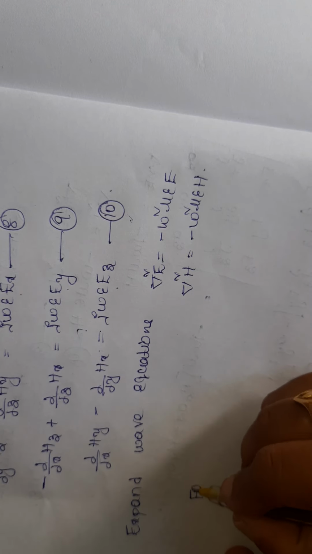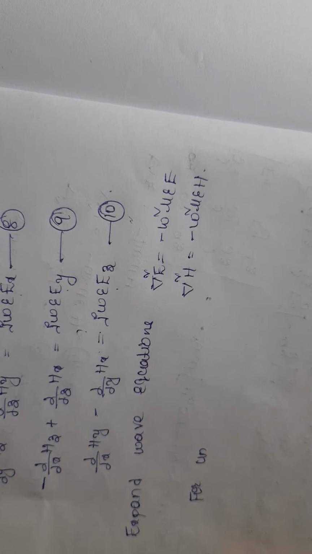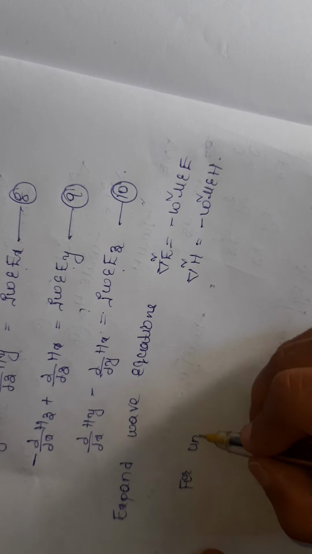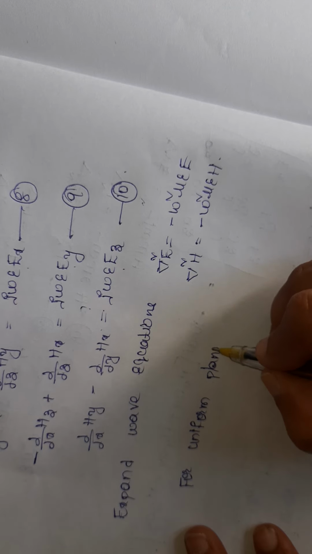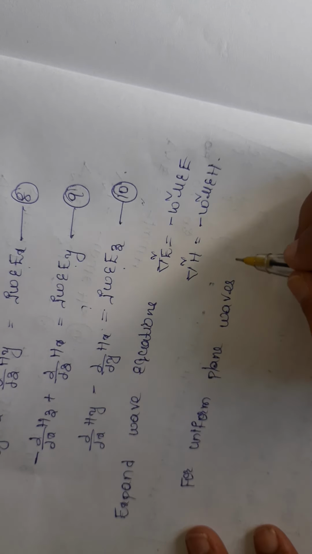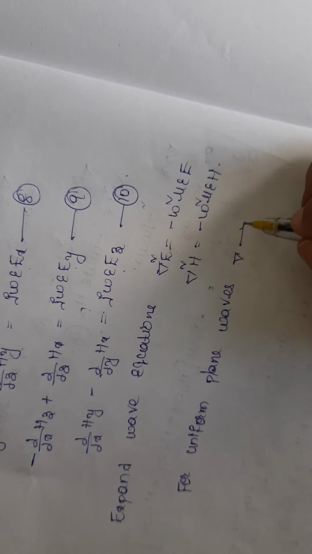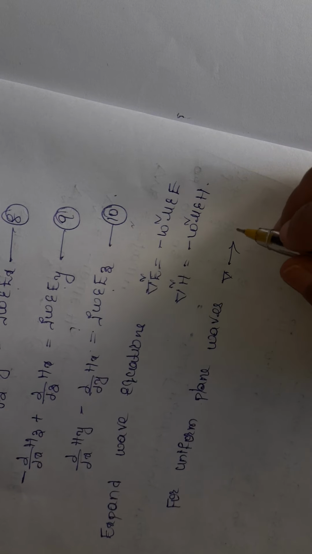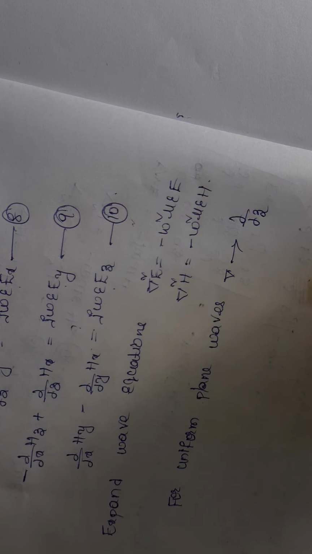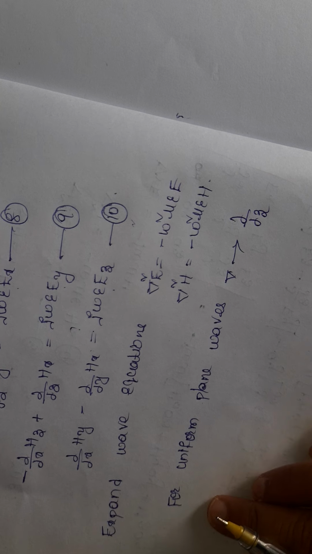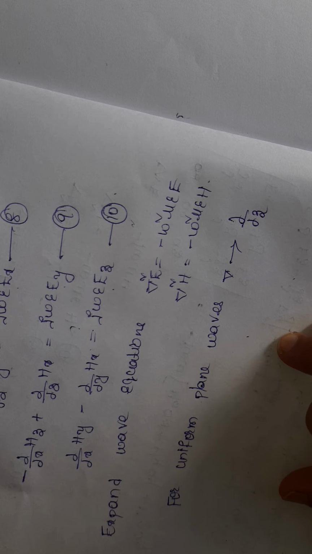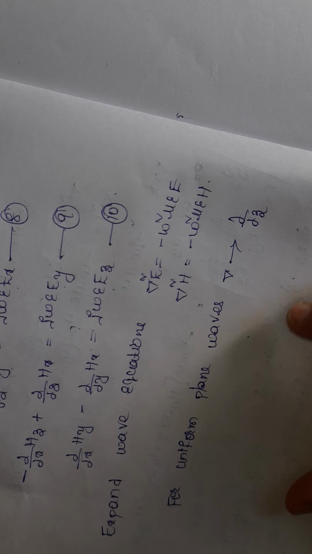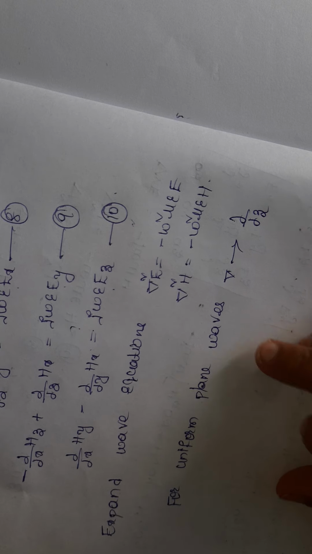For uniform plane waves, del is nothing but dou by dou z. We'll consider only the direction of propagation. For parallel plane waveguides, we'll consider del as dou by dou y and dou by dou z, because along the x direction the wave is restricted.